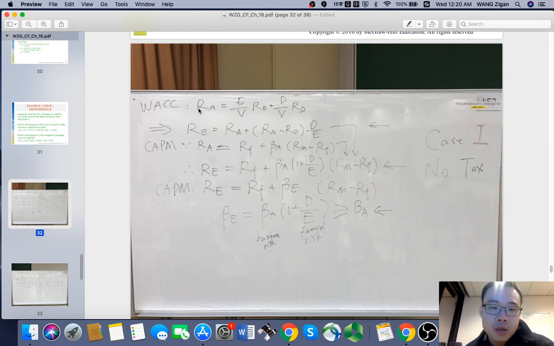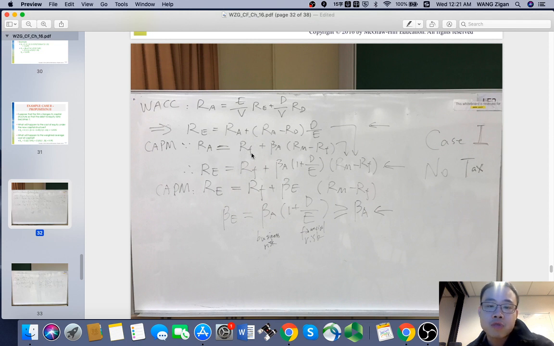This is from the WACC. ROA is the weighted average of the return to equity and the return to debt, which is the interest rate. Then you can rearrange this and you get the RE equation. This is what we just talked about. And you also have the CAPM, the capital asset pricing model, for the RA. You see, we use the CAPM model twice. The first time for RA, the second time for RE. So first we use it for RA.